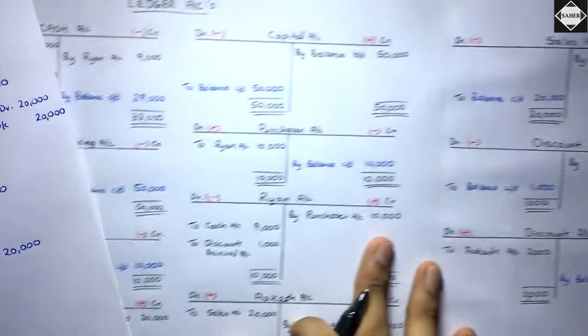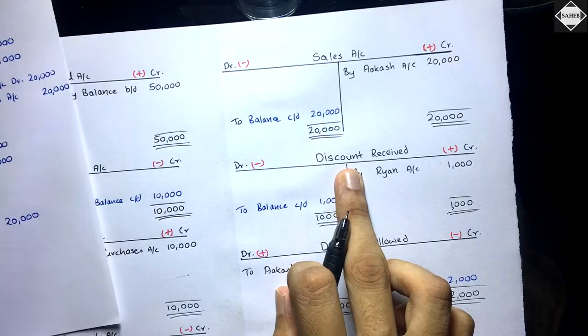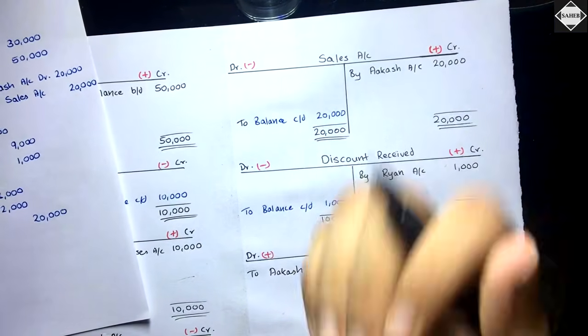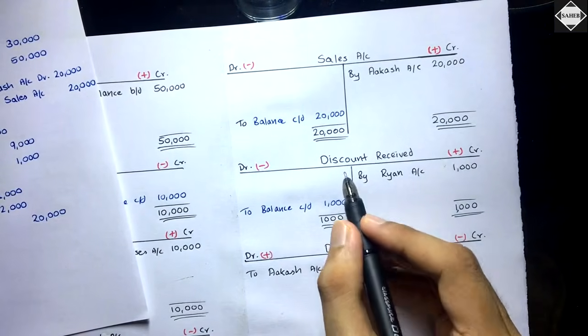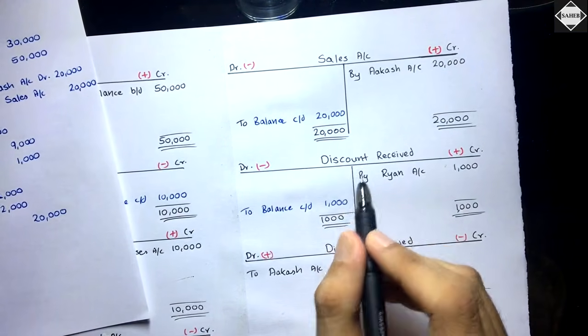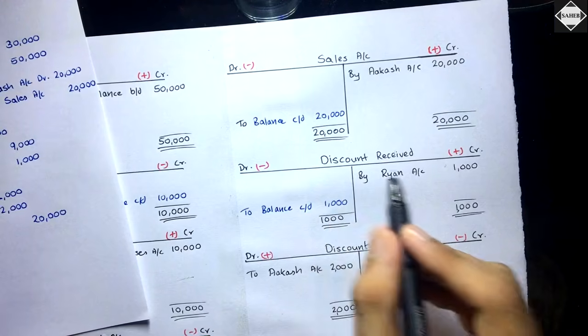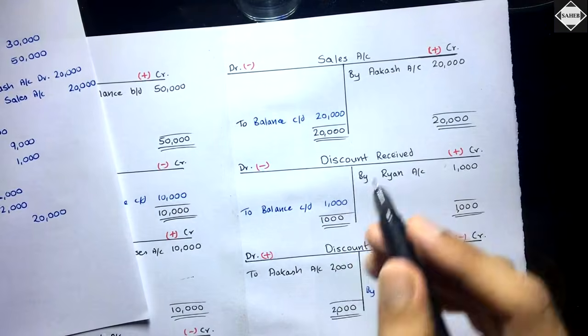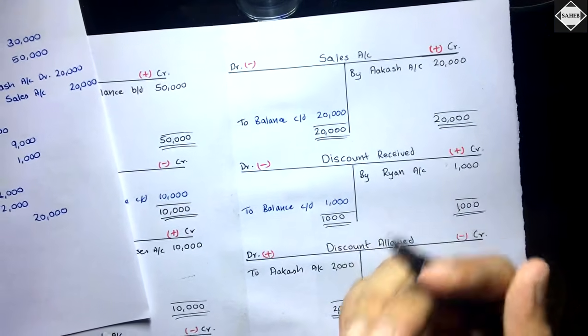Then the other effect you have to show in the discount received account also. So open the discount received account. Discount received account is what? An income account. You're receiving the discount, you're getting the benefit. So it's an income account. It will always have which balance? Credit balance. Credit means plus and debit means minus. So discount received means we have received a discount, isn't it? It's a benefit. Is that clear?